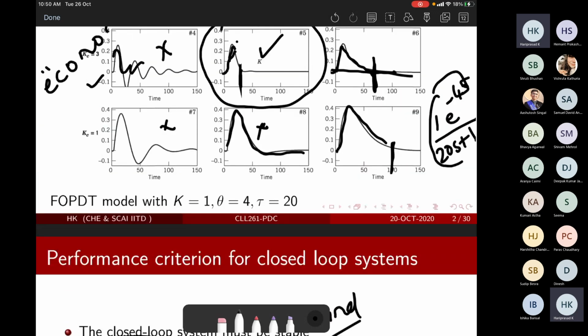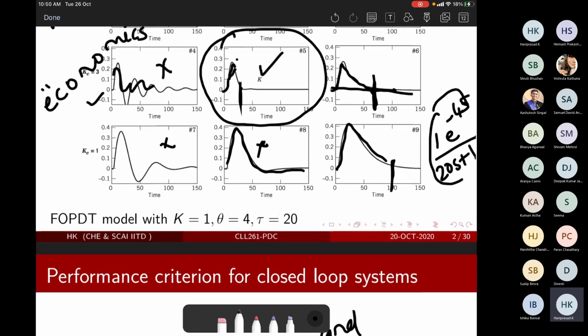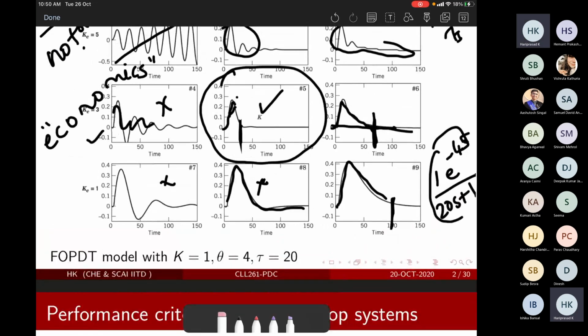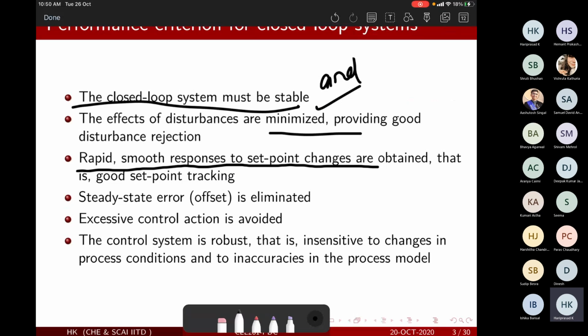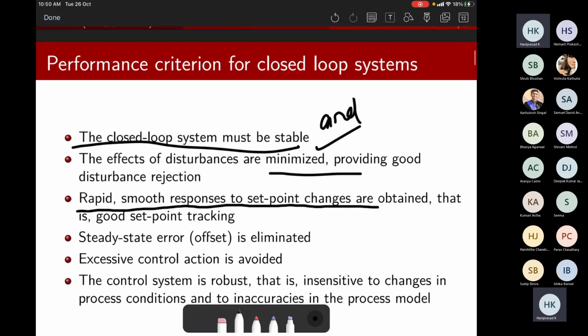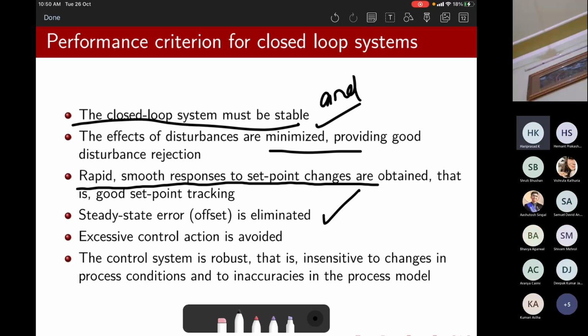Here everywhere the disturbance is minimizing, but rapid smooth response to the changes. It should be rapid and smooth. See, this seems to be, so there is a bumpy ride initially, but later it becomes smooth, but the others are not. So I am saying it's up to you to define the product, because that is what you intended to sell as the USP in the market. Steady state error should be minimized.